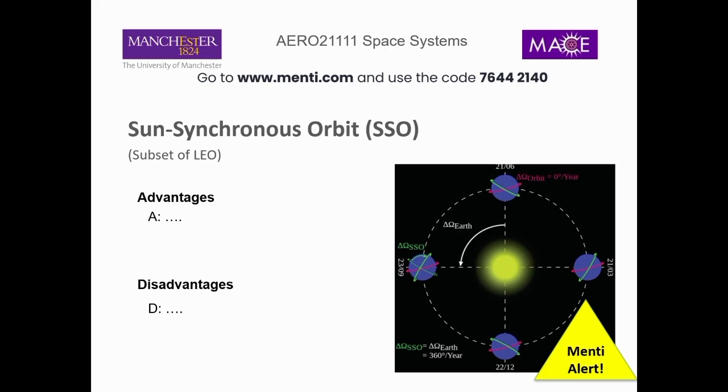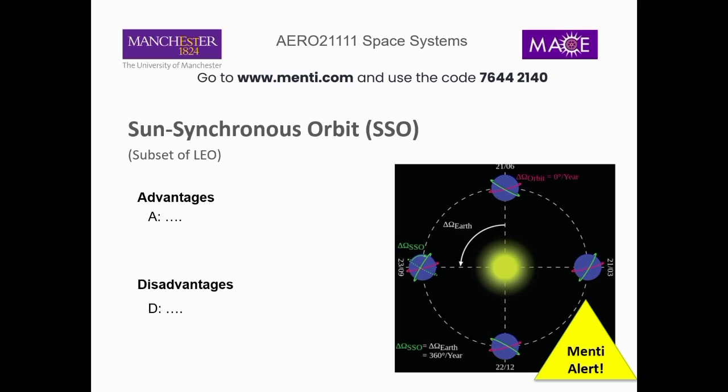So have a think about why that might be valuable and pop in some answers. It's not to be excessively disruptive, but about orientation. So a sun synchronous orbit is an orbit that is always in the same orientation relative to the sun? Correct. In terms of right ascension. R-A-A-N, you mean, right? Correct.